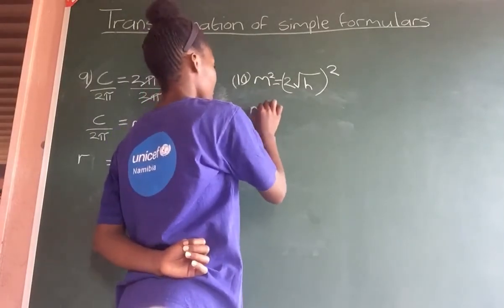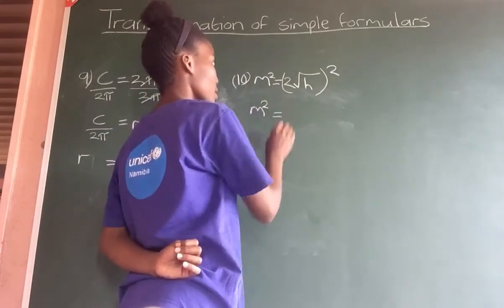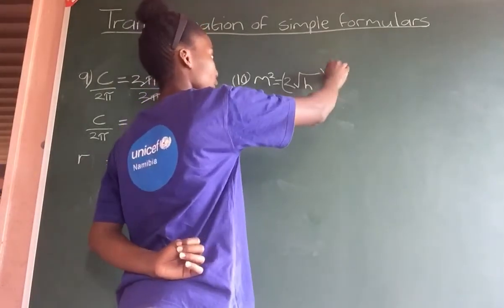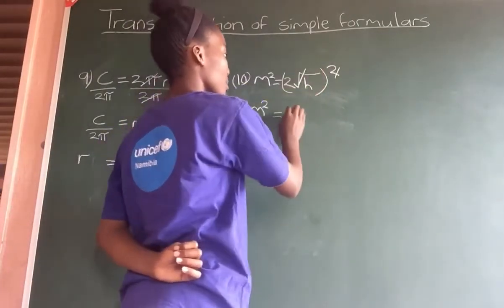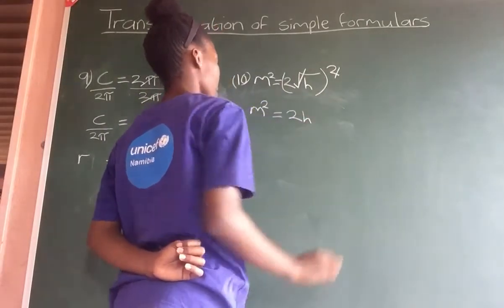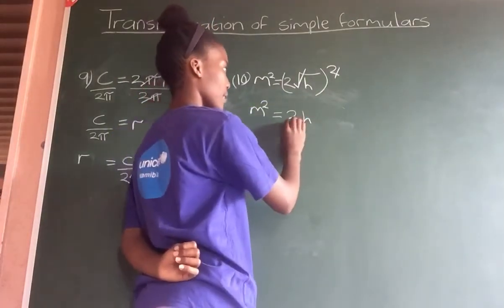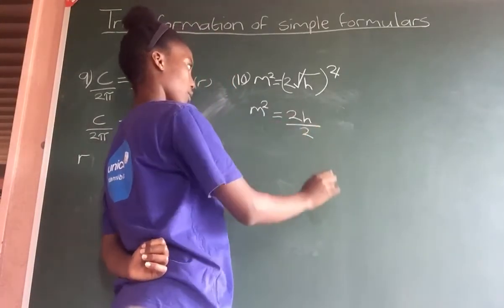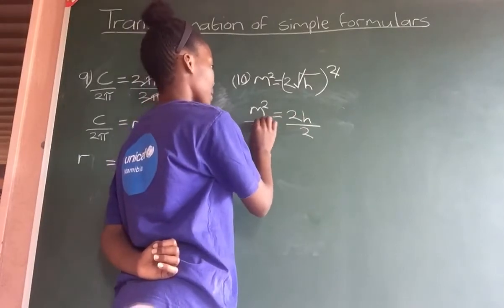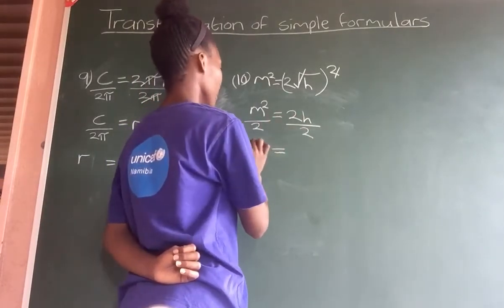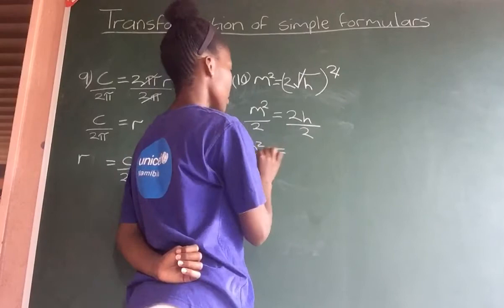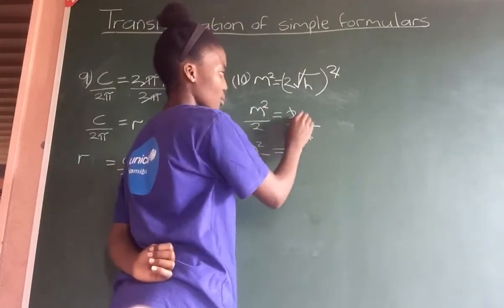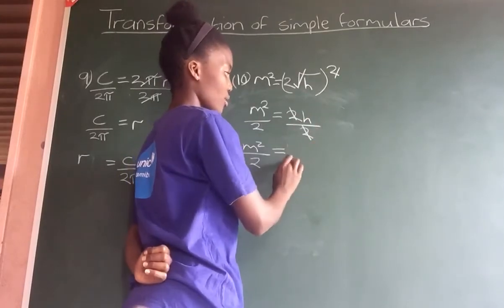So next step, we're going to rewrite this. M squared is equal to, now here, the square and the square root will cancel. You'll be left with the 2h. And here we're going to say divided by 2, since 2 is a coefficient of the unknown, which is the h, divided by 2. So it's equal to m squared divided by 2. The 2 and the 2, they cancel. 2 divided by 2 is 1. So it's just 1 there.